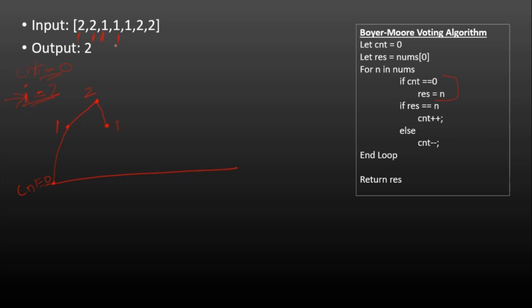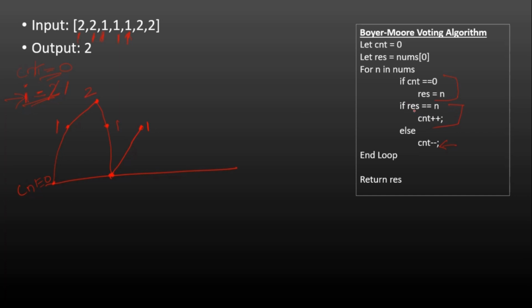Again my next element is not equal to my majority element, so I will decrease the counter. So my counter now becomes 0. Now when I go back into the for loop, I'll check my counter is 0. So my current num is now 1, and I'll assign I equal to 1 and then increase the counter. So my counter now becomes 1.